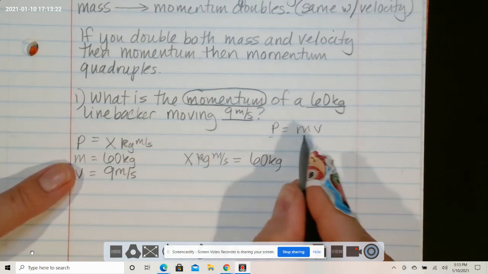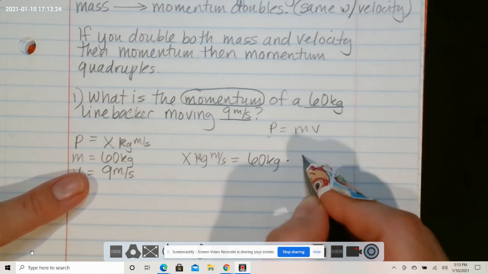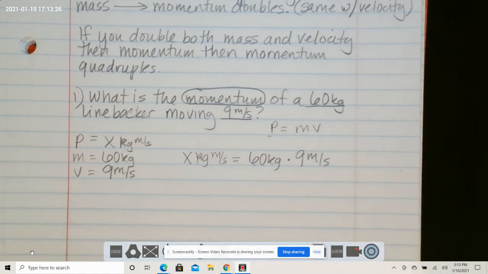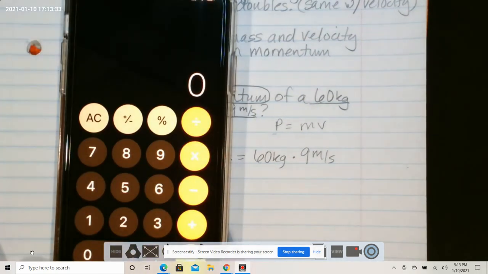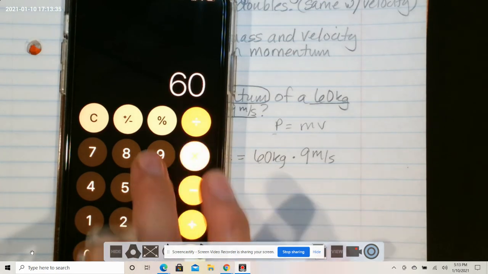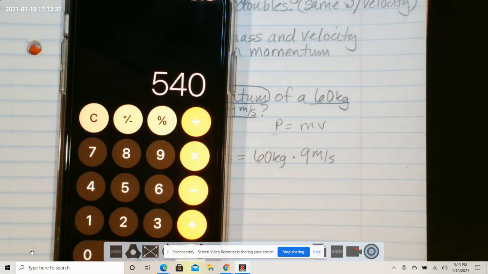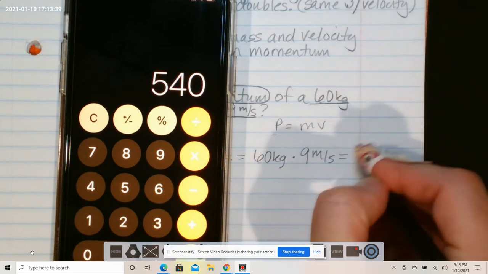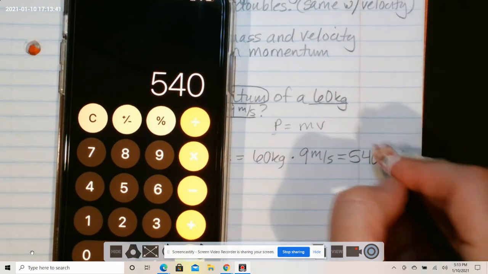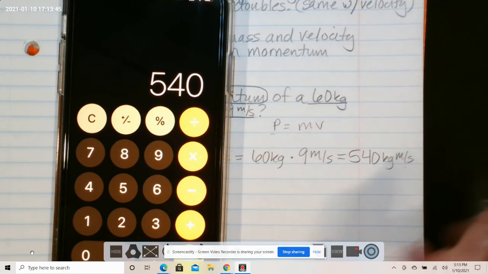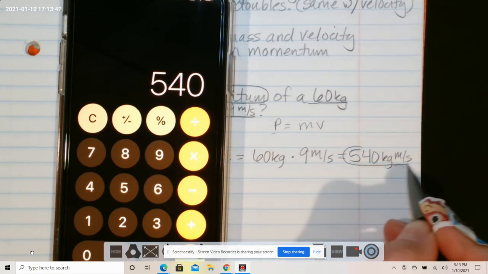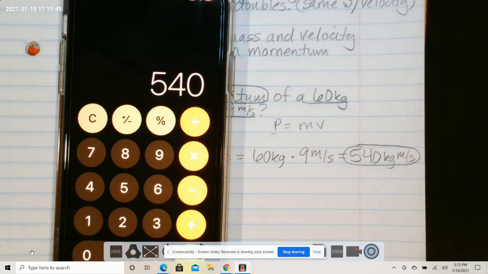Okay, mass, 60 kilograms. That's my M, and my V, I'm going to multiply that by 9 meters per second. So 60 times 9 is what I'm using, and I'm going to just do that exactly in my calculator, 60 times 9, and that's going to equal 540. And remember, it's a kilograms times a meters per second, so it's a kilograms meters per second. Really simple, just multiply.